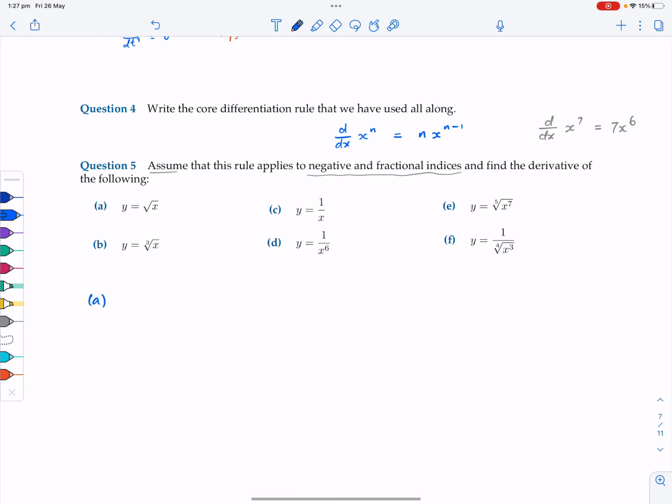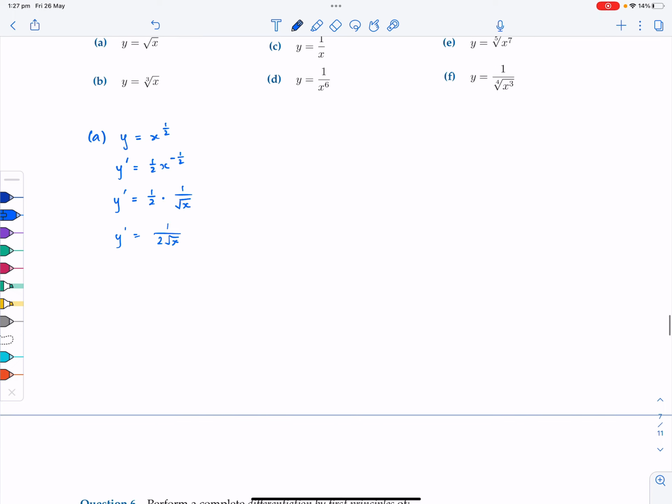So a, y equals square root of x. Well, we can write that as x to the half. And now we can differentiate it as half x to the power of... what happens when you subtract 1 from a half? You get negative a half, right? And then we'll just write that to look a little bit nicer. That's a half times 1 over root x. And so y dash is 1 over 2 root x. Okay, so y equals root x gives you y dash is 1 over 2 root x. That's a nice thing to maybe keep in mind, right?